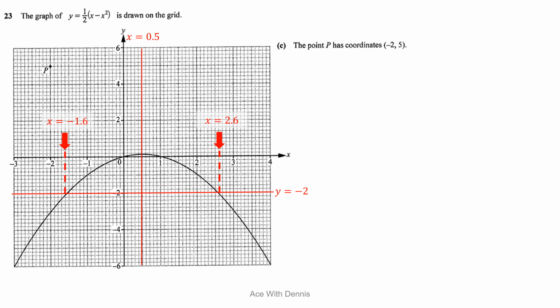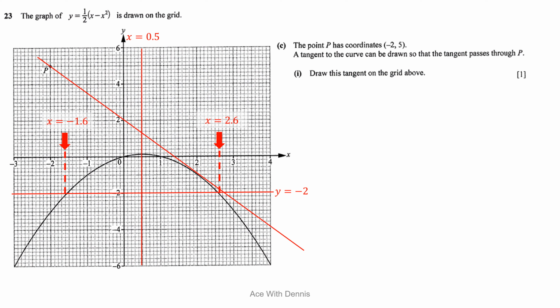C. The point P has coordinates -2, 5. A tangent to the curve can be drawn so that the tangent passes through P. 1. Draw this tangent on the grid above. 1 mark. So here is the line for the tangent of the curve. The tip to draw this line is that, firstly, make sure this line passes through point P and this line touches this curve at one point here. So try to adjust your ruler before you draw this straight line.